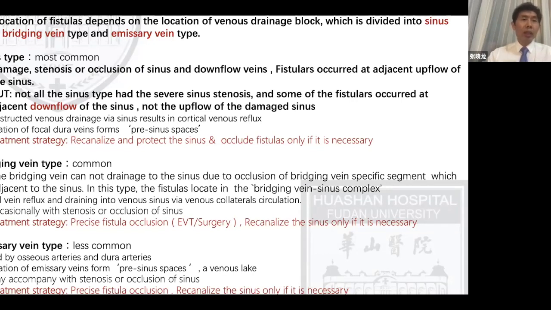This type is the most common one, and the reason may be damage, stenosis, or even occlusion of the sinus and the downflow sinus, downflow veins. The fistula occurred at the adjacent upflow of the sinus, but not all of the sinus type has a severe sinus stenosis, and some of the fistulas occurred at the adjacent downflow of the damaged sinus, not the upflow. So the obstructed venous drainage via the sinus results in cortical venous reflux. The dilation of the focal dural vein from the presinus space is very important. The treatment strategy for this type is to recanalize and protect the sinus, and occlude the fistula only if it is necessary.